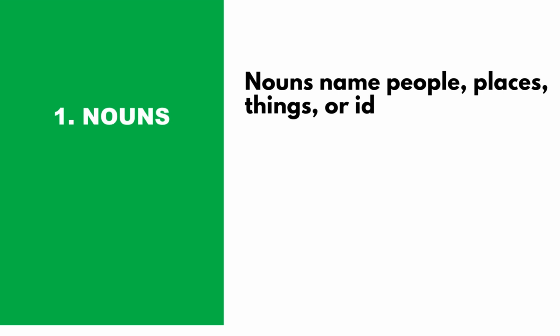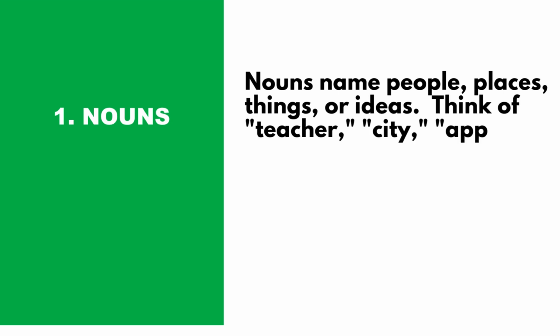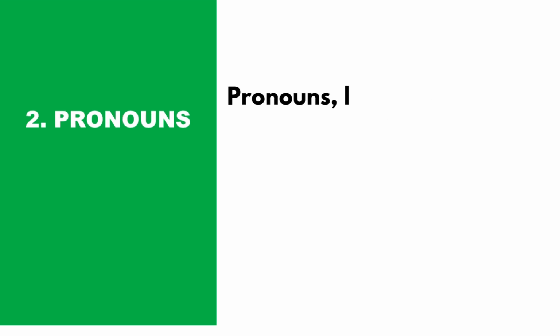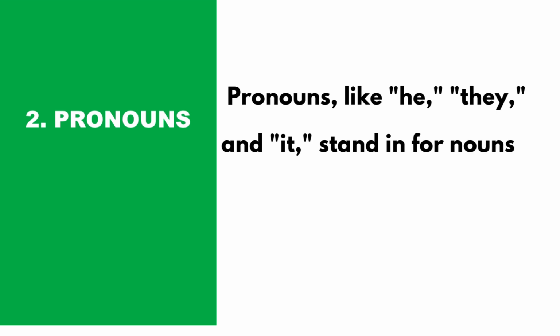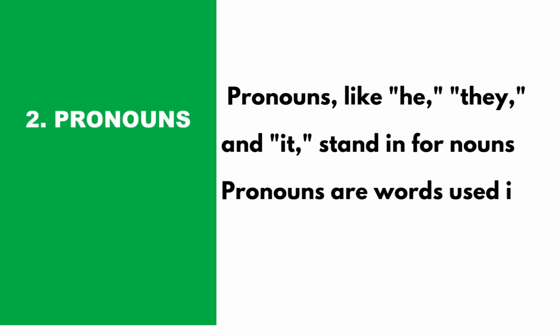Now let's look at nouns. What exactly are nouns? Nouns name people, places, things, or ideas. They are called naming words. Think of words like teacher, city, apple, or freedom. These are examples of nouns. Pronouns like he, they, and it stand in for nouns. Pronouns are words used in place of nouns.